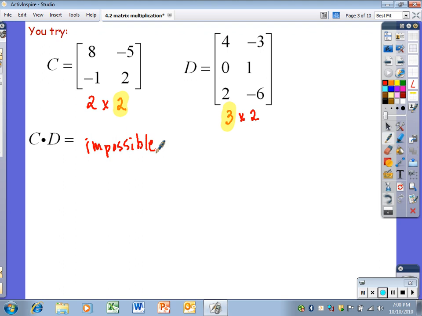And the reason why is because if I would start to take row 1 by column 1, I would have 8 times 4 plus negative 5 times 0 plus nothing else there to fill in. So I can't keep going. That is why these inside dimensions must match, or it will not be possible to even multiply.